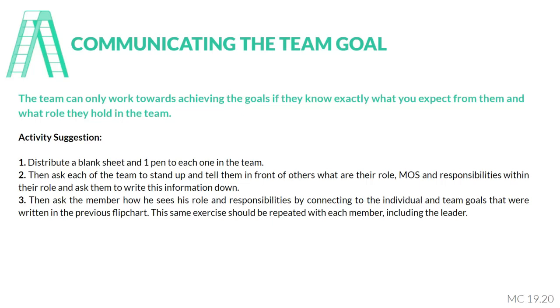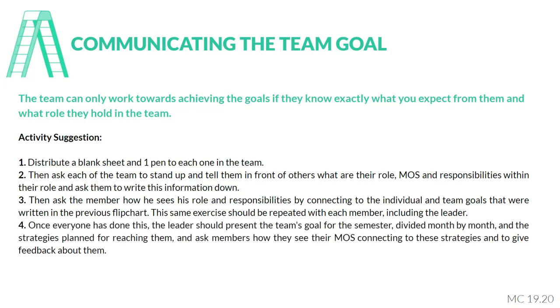This same exercise will be repeated with each of your members, including you, okay? Once everyone has done this, the leader, you, will present the team's goal for the semester, the whole team goal for the whole semester. You're gonna do this by dividing the whole semester goal month by month, with the strategies planned for reaching them, and asking members how they see their measure of success connecting to these strategies and to give feedback about these strategies and the goal that you have settled.